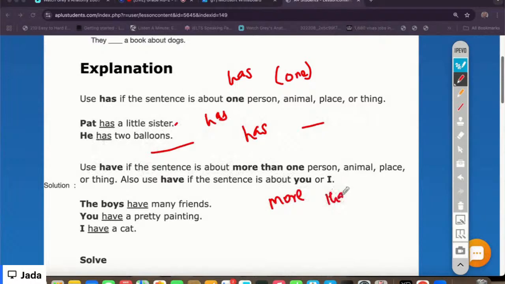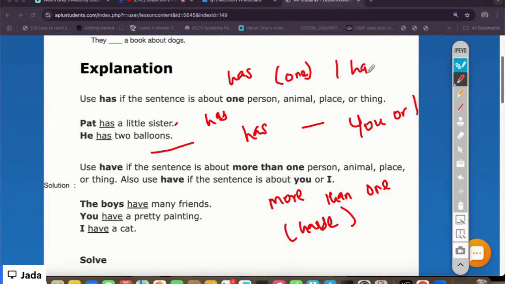Use have if the sentence is about more than one. So more than one, then we will use what? Have. Okay? So more than one person, animal, place, or thing, you have to make sure that you use have. Use have also if the sentence is about you or I. So if the sentence is about you or I, you can use have. So it's like saying, you have a dog, stuff like that.